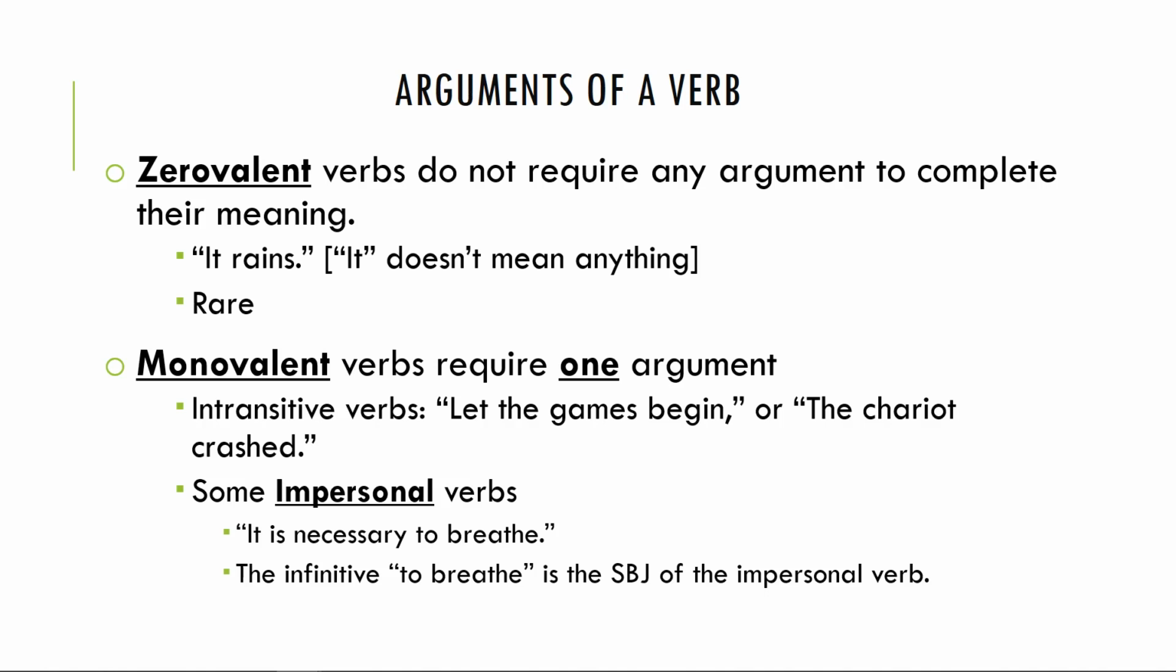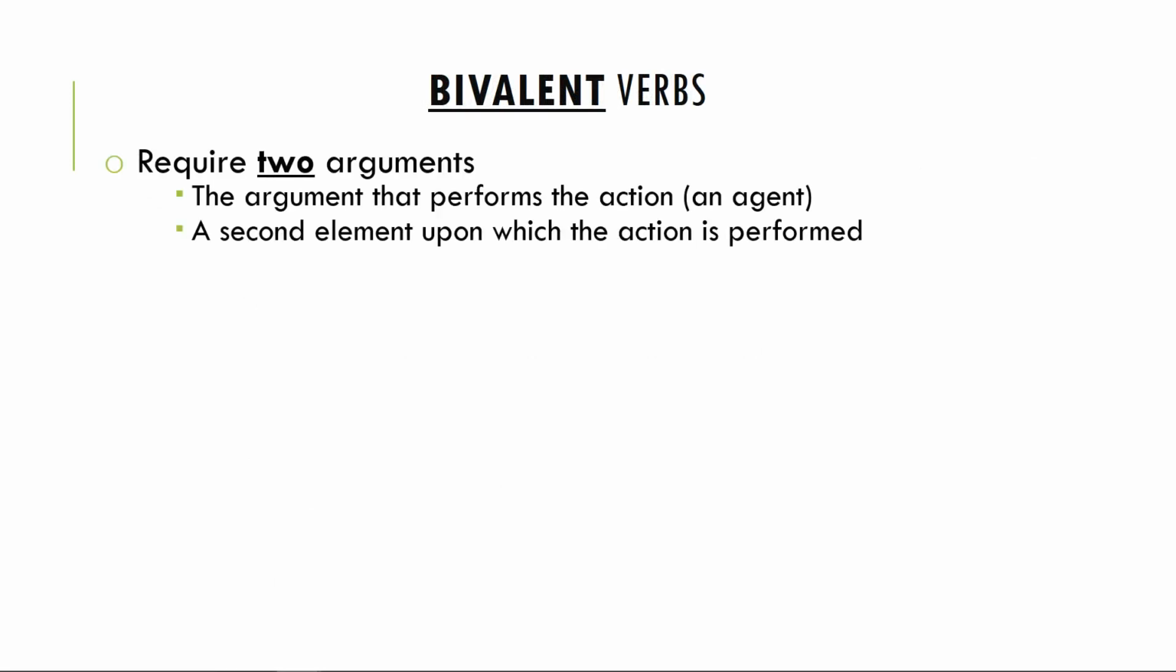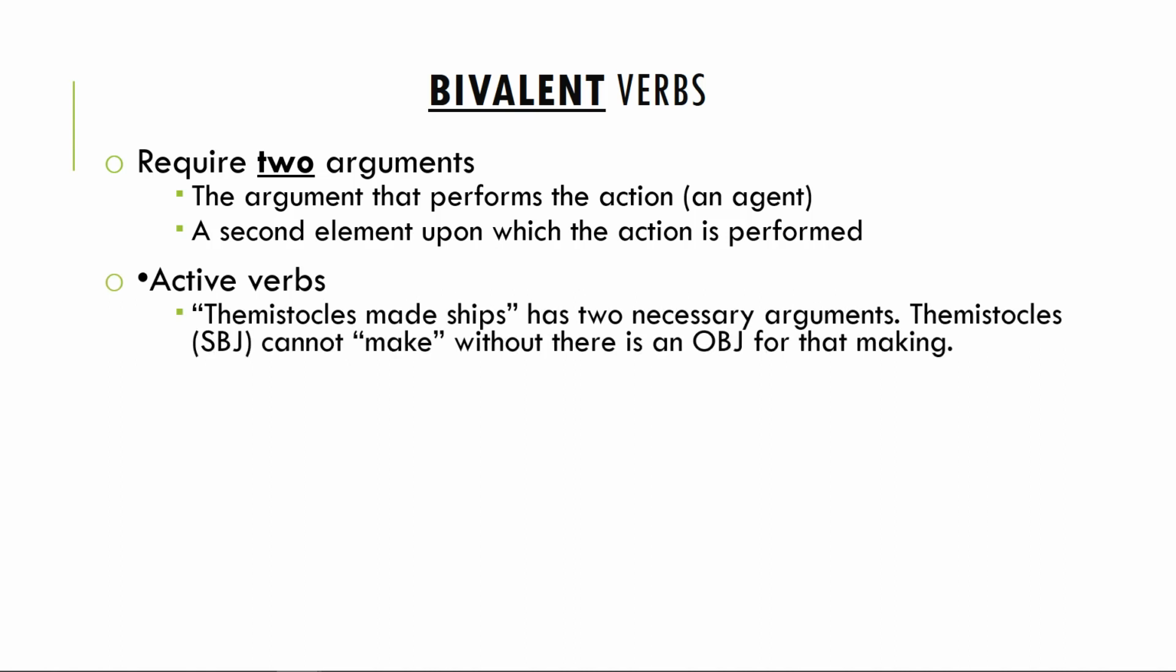So that's monovalent. Bivalent, very common, as you might expect, has two required arguments, the subject and the object usually. The person performing the action, the agent, and the second element upon whom the action is being performed. So if Themistocles made ships, you've got two necessary arguments. You can't just say made ships, nor can you just say Themistocles made, right? It implies something. It needs some object to complete its meaning.